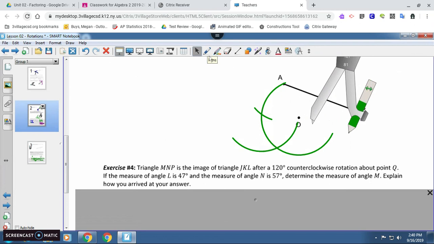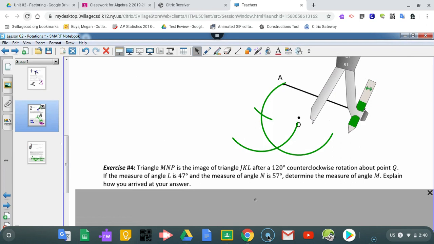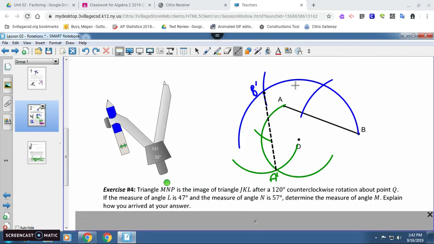So pause the video, same thing for B. Hopefully you got an arc that was falling about here. Remember, we went counterclockwise. Then we went to B and made our point. And then we got B prime. And I made that dashed line connecting the two.